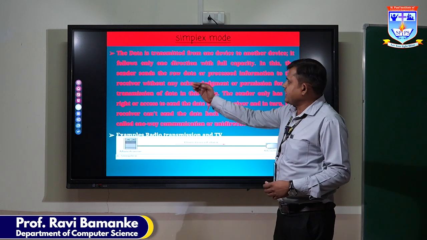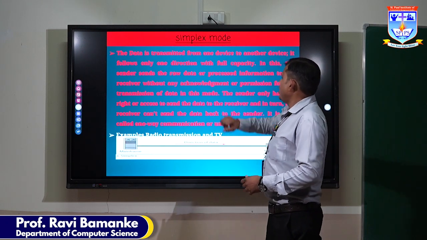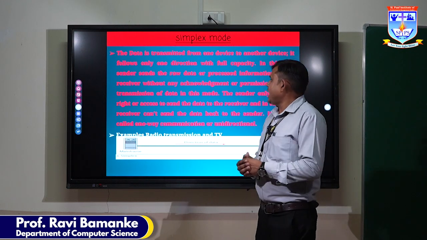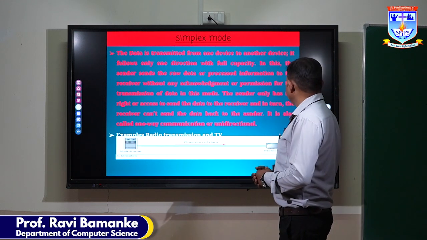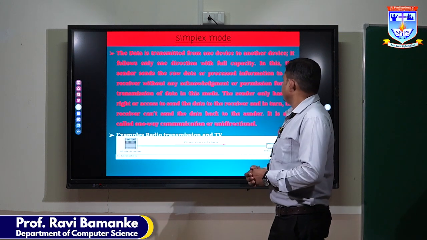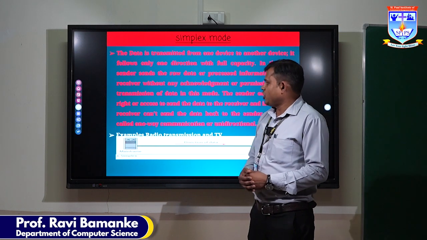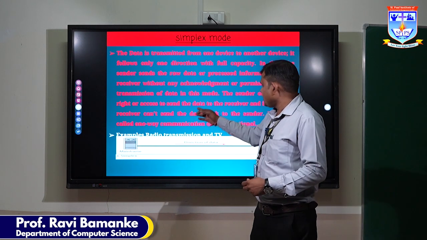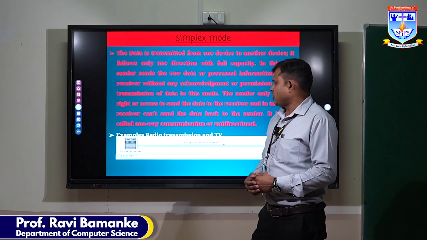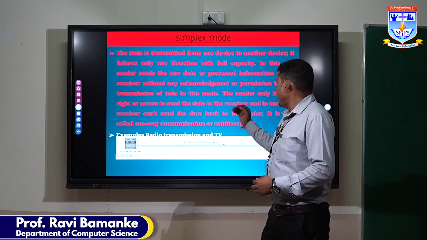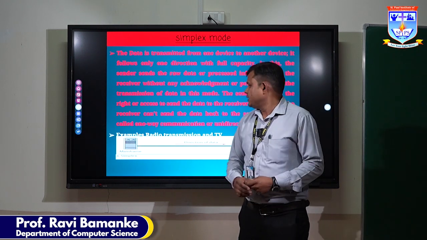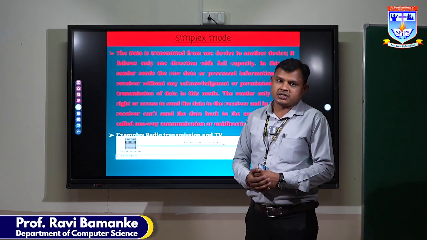In this mode, the sender sends the raw data or processed information to the receiver without any acknowledgement or permission. For the transmission of data in this mode, only the sender has the right of access to send the data to the receiver, and the receiver cannot send the data back to the sender. It is also called one-way communication or unidirectional.